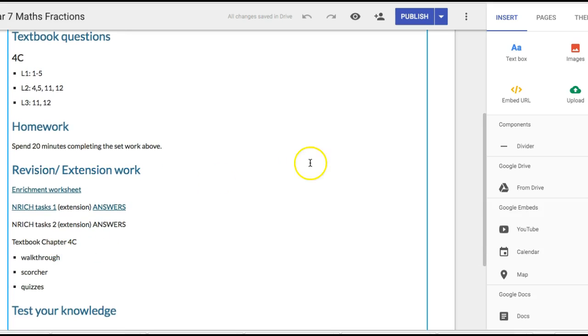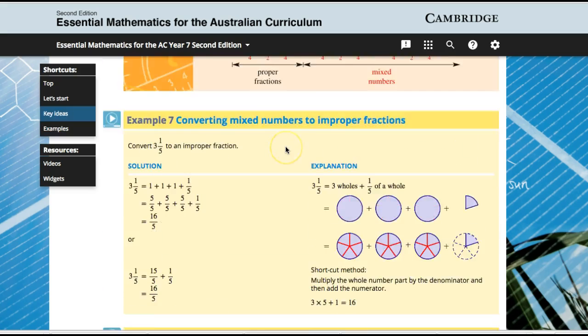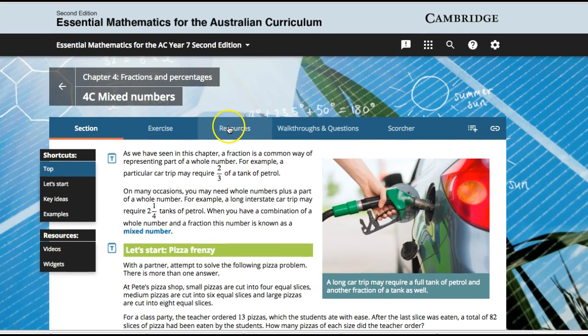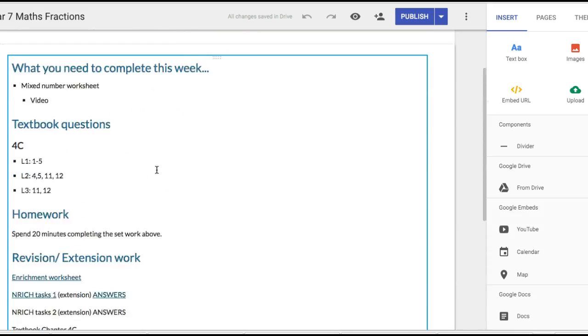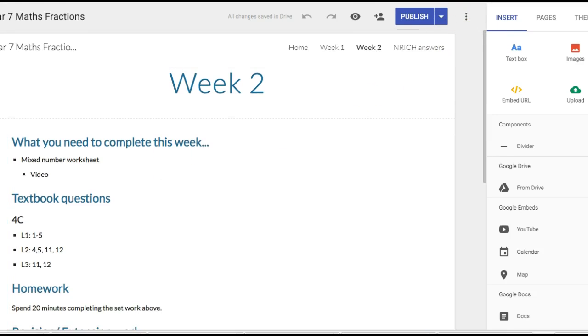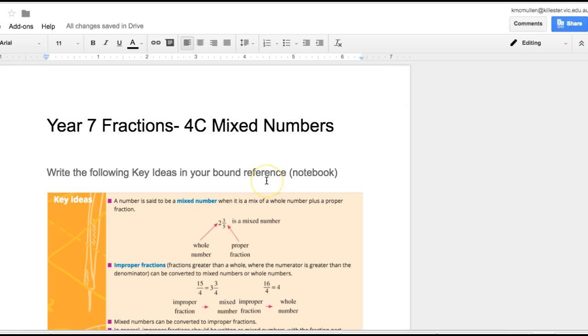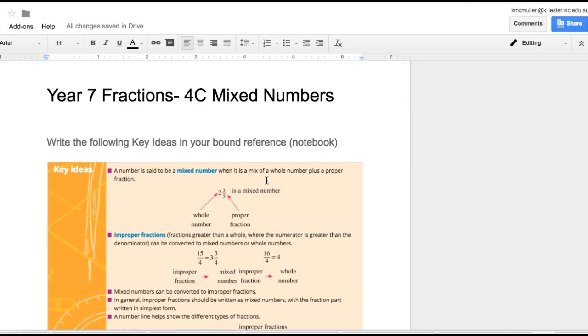Remember, in your textbook, you have walkthroughs and questions and Scorcher that you can do to get extra practice. And the best way to learn is just to do as much practice as you can. And I'll have some quizzes up towards the end of the week. Okay, so let's go back to the worksheet. So make sure you've done this worksheet and your theory before you move into the questions. Sorry about the long video, but hopefully it helps.